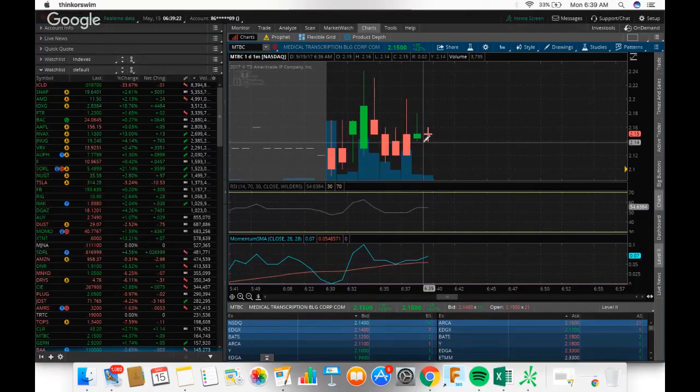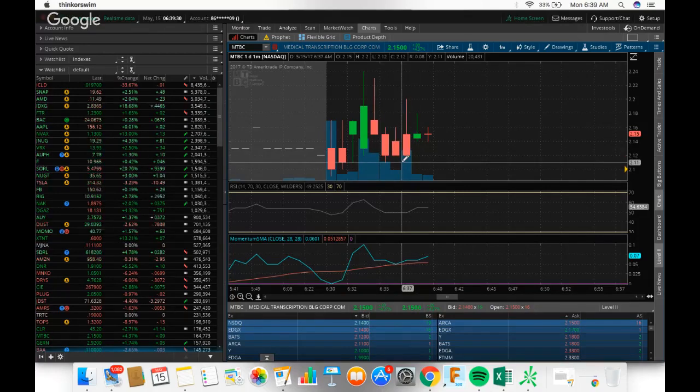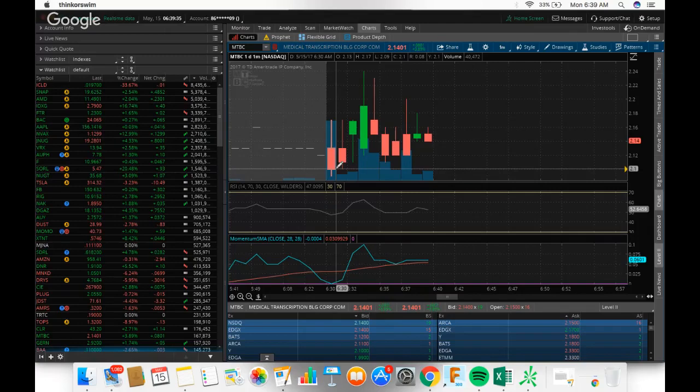Current support looks to be around the 214, 215 area. Again, I have my plan. So I have my plan that I plan on getting in around 211 to 212, and cutting my losses right below the support at 210. The reason I'm going to do that is because you always want to make sure you minimize loss. That's one of the biggest things.